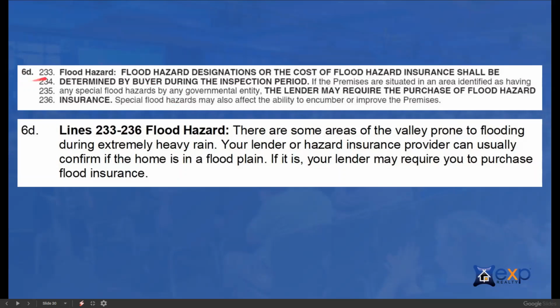Section 6D, flood hazard. I described it this way. There are some areas of the valley prone to flooding during extremely heavy rain. Your lender or hazard insurance provider can usually confirm the home is in a floodplain. If it is, your lender may require you to purchase flood insurance. I just describe it simply that way. And does anybody else have any other things that they think might be added there for additional clarification?